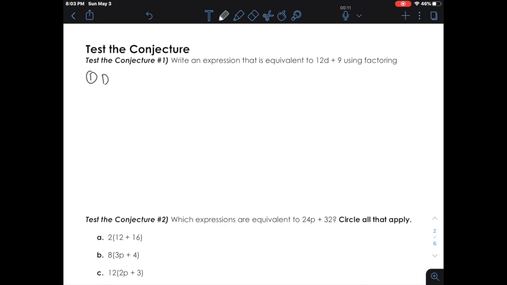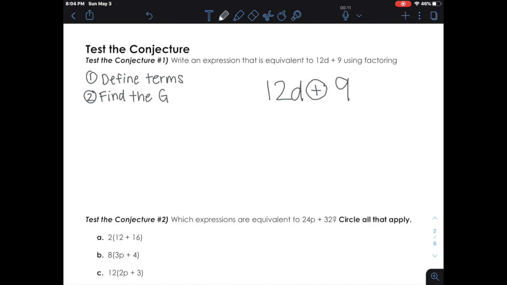So the first step is we're going to have to define the terms. Okay, so in this case we have two terms. We have 12d and we have 9. Okay, remember terms are separated by an addition sign or a subtraction sign. All right, step 2 is we're going to find the greatest common factor of our terms.